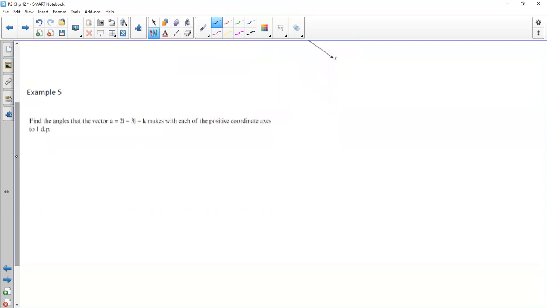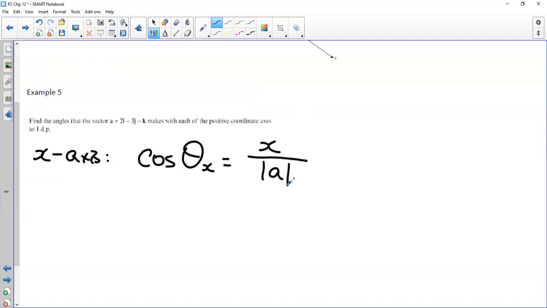Find the angles that the vector A, 2i minus 3j minus k, makes with each of the positive coordinate axes, to one decimal place. So we'll do axis by axis. Let's do the x-axis. Where's the formula? Cos theta x equals x over the modulus of A.